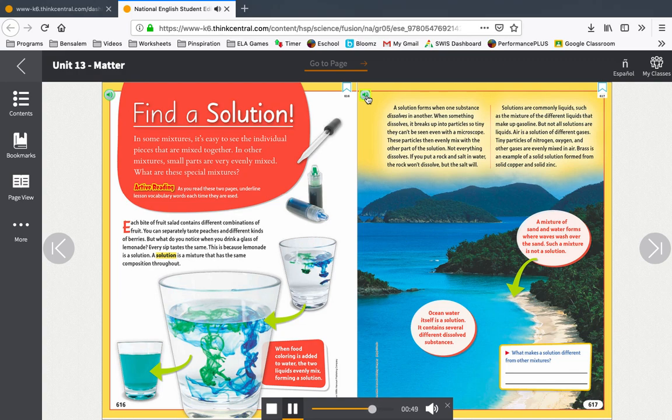What makes a solution different from other mixtures? A mixture of sand and water forms where waves wash over the sand. Such a mixture is not a solution. Ocean water itself is a solution. It contains several different dissolved substances.